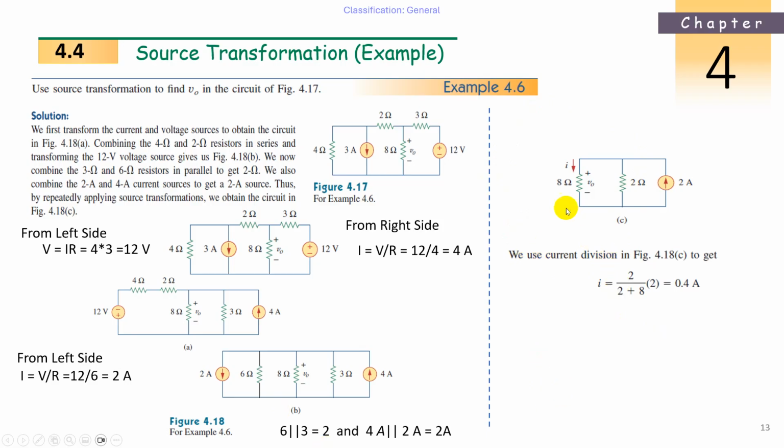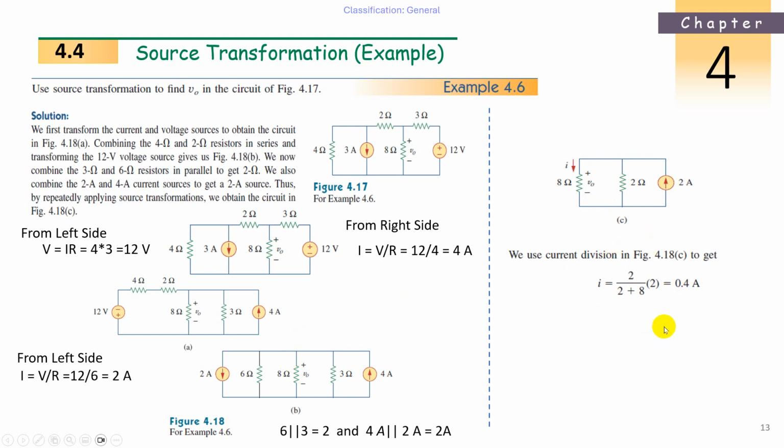Second method is using current division. What is the current division? I want the current in 8 ohms. So what is the rule? The other resistance, 2 ohms, divided by the total resistance, multiplied by the current. So the other resistance is 2 ohms, divided by the total resistance 2 plus 8, multiplied by the total current. So then you will get 0.4 amperes.